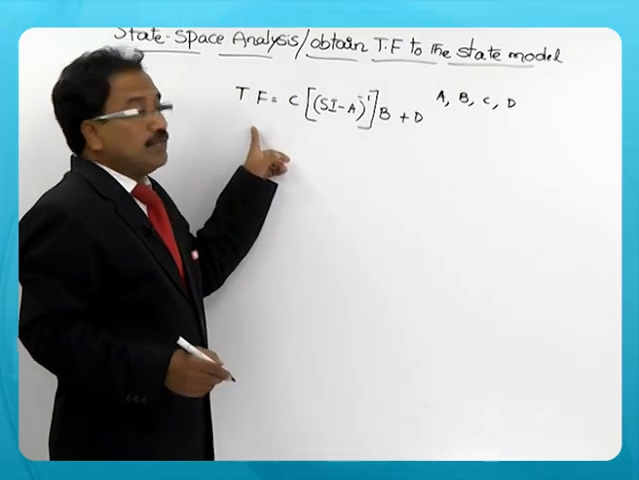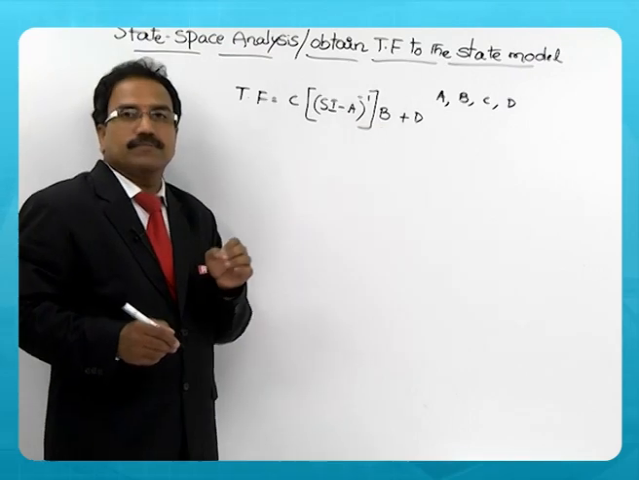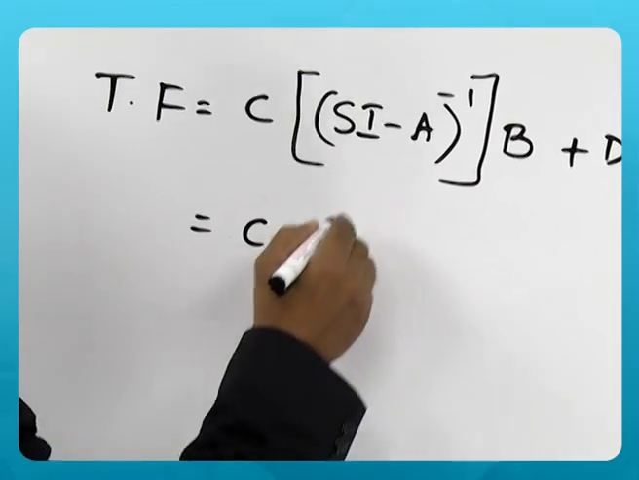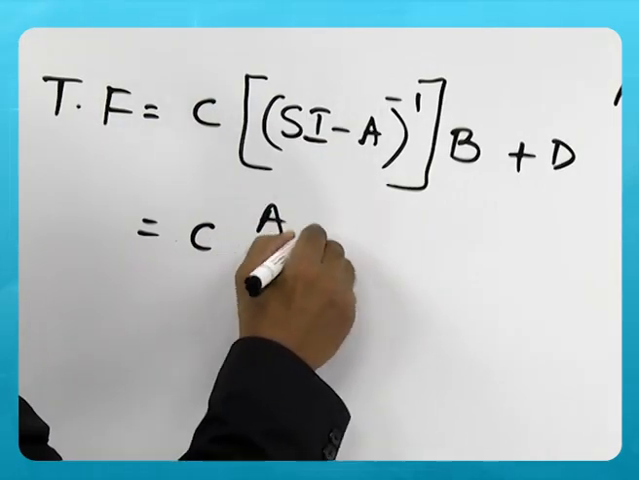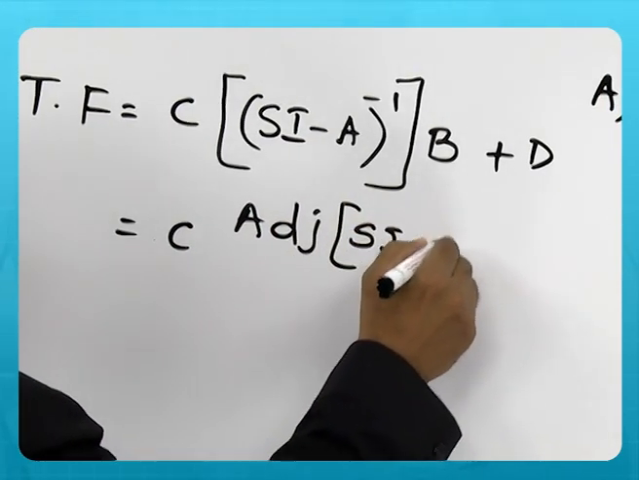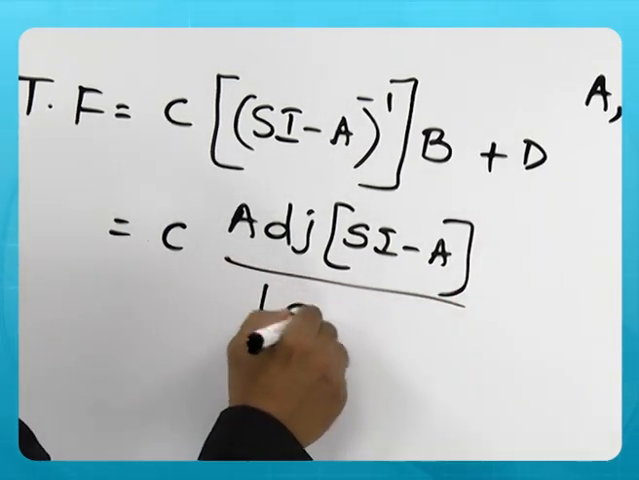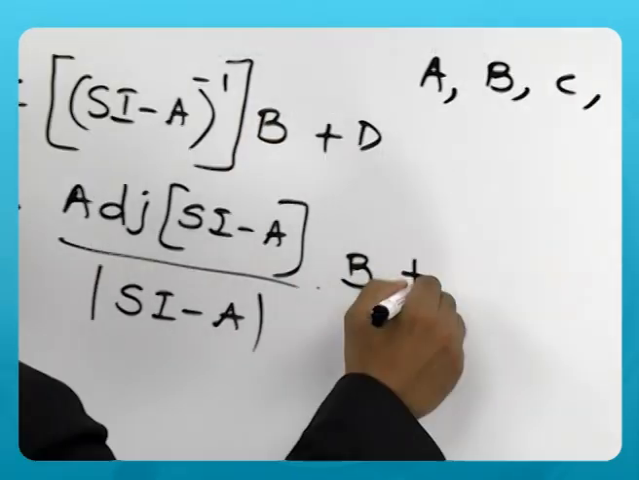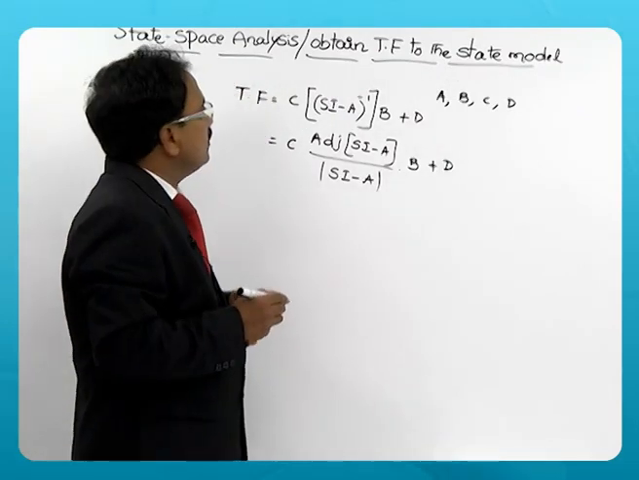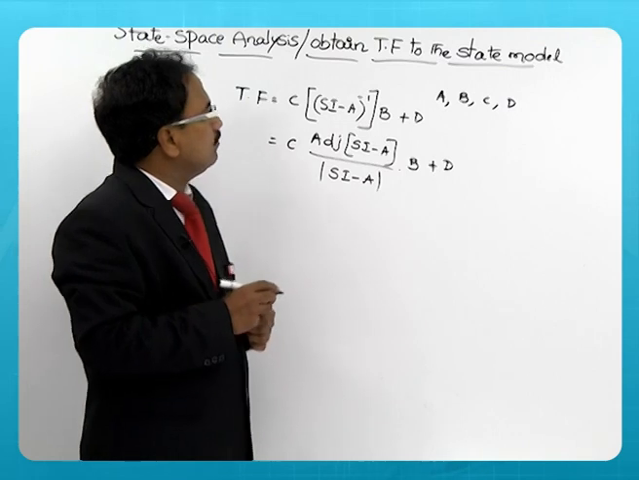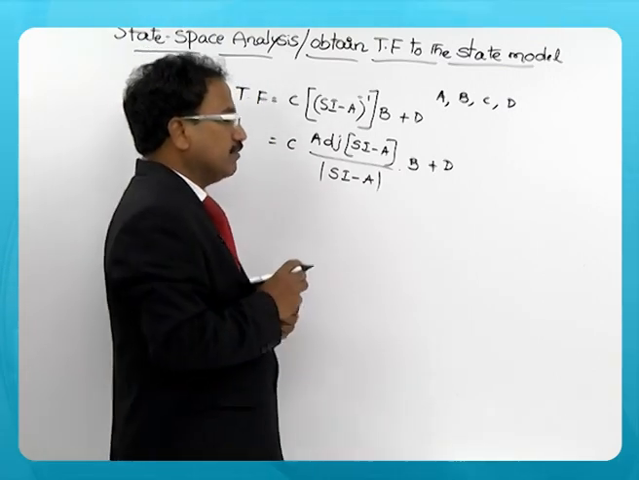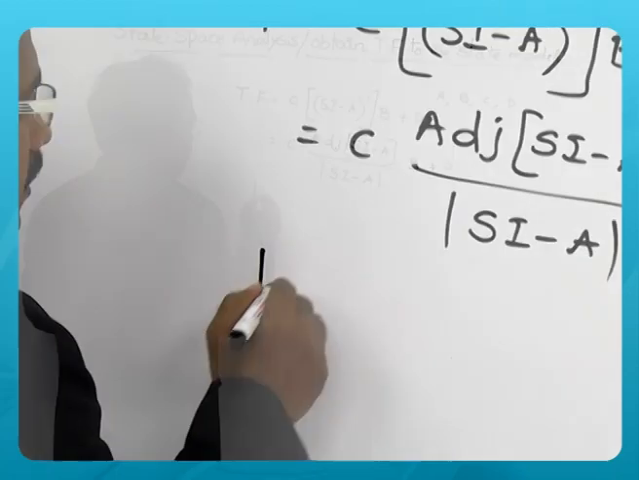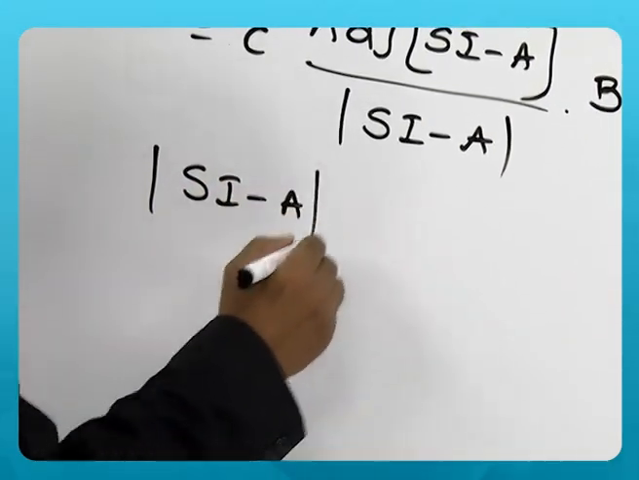So, to get a transfer function, I must know all 4 matrices. That means I must know the state model, and this is the relation. So this is nothing but C, (SI minus A) inverse, which is adjoint of (SI minus A) by the determinant of (SI minus A), multiplied by B matrix plus D if that exists in the system. D is a transmission matrix and it appears only when you have active elements in the circuit or network.